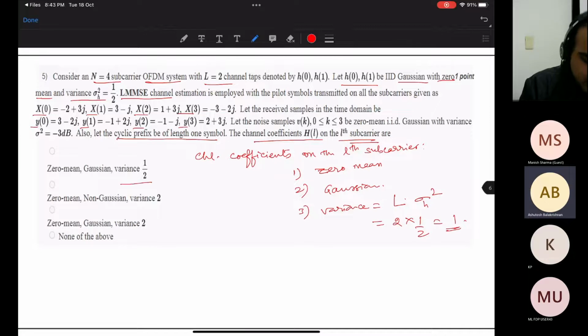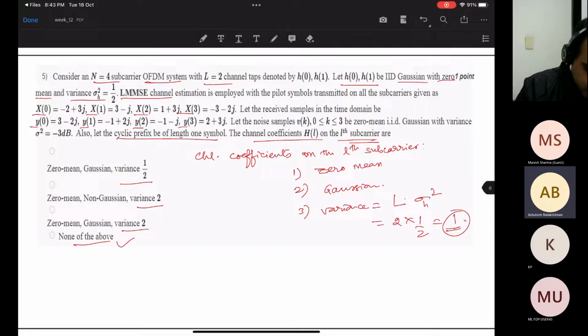So here it is said variance is 1 by 2. Here it is said variance is 2, variance is 2, right? So our variance is 1. So that is why it is none of the above. So be cautious in such numericals. Okay.